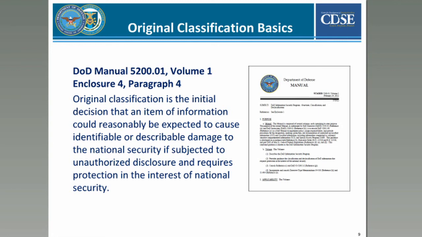Original classification is the first step in providing protection to information. All other classification decisions and safeguarding requirements are based on the original classification decision. The manual further states that if there is significant doubt about the need to classify information, then the information should not be classified. Likewise, unnecessary or higher than necessary classification is also prohibited.